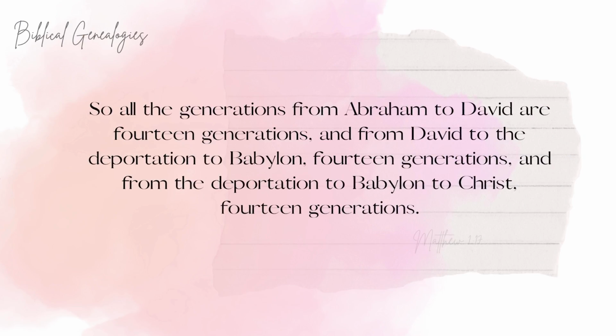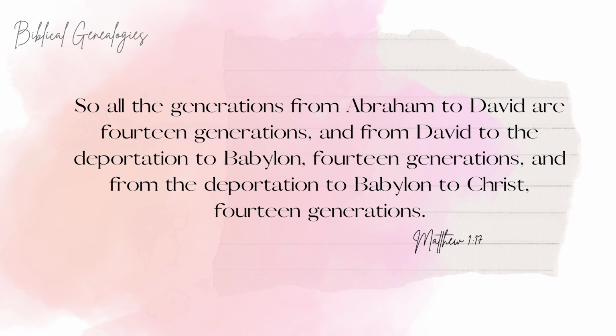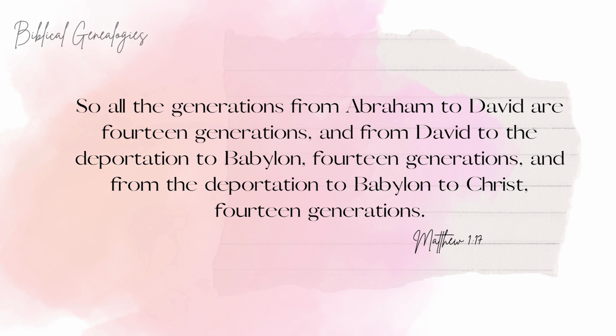Now, let's take this all back to Matthew 1. The good thing about the genealogy in Matthew 1 is that verse 17 lets you know the function and purpose of this genealogy. So verse 17 says, so all the generations from Abraham to David are 14 generations. And from David to the deportation to Babylon, 14 generations. And from the deportation to Babylon to Christ, 14 generations.